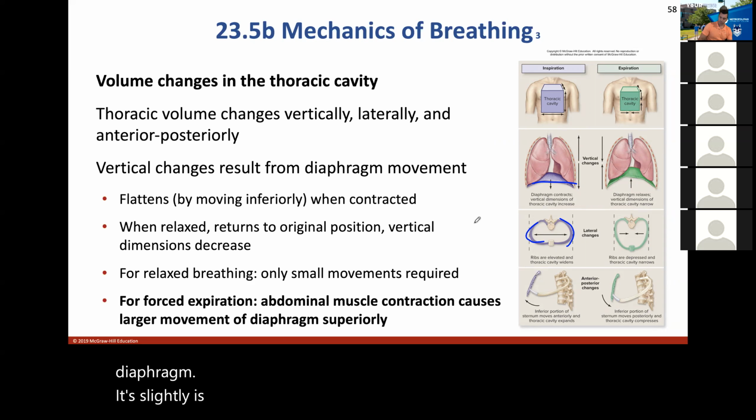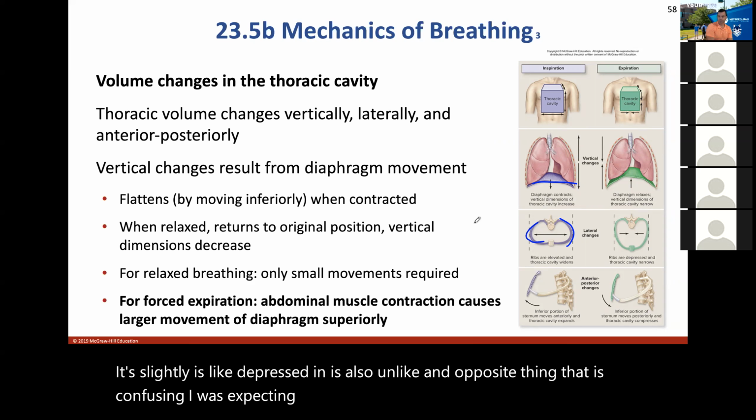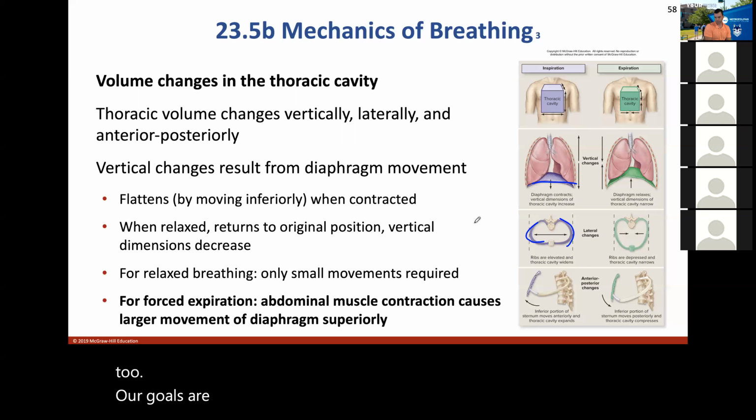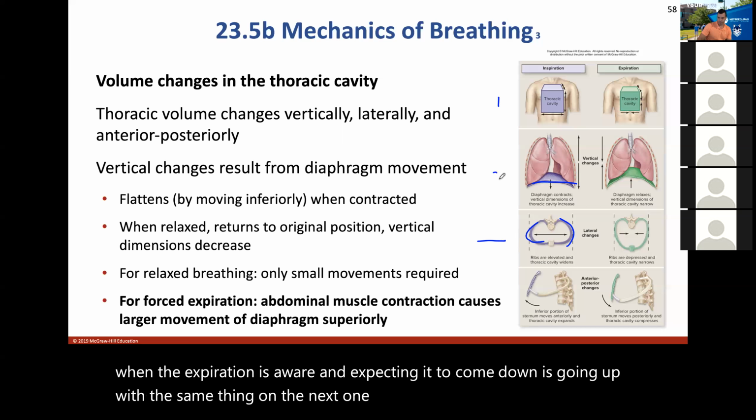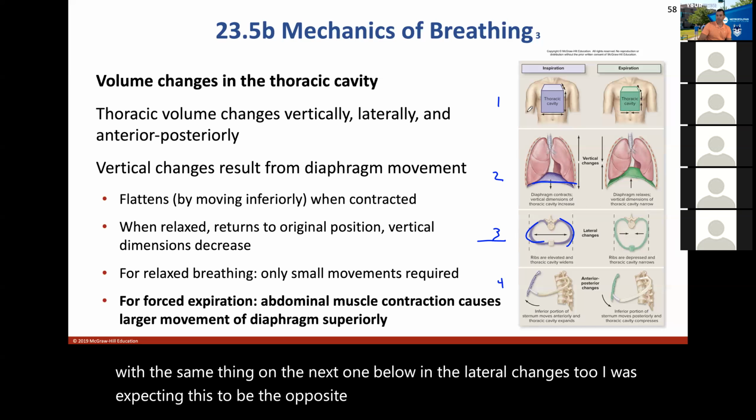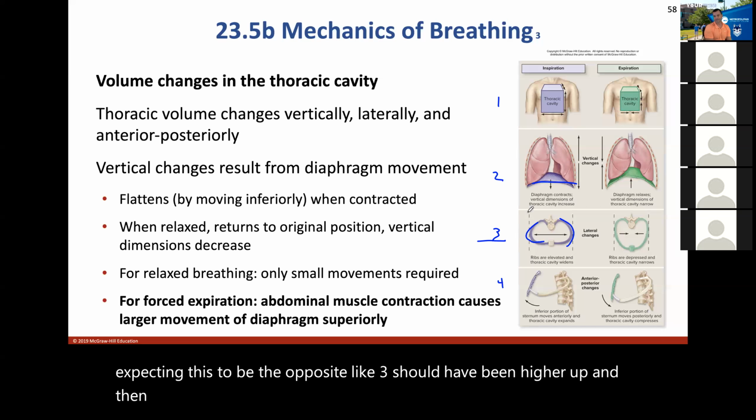It's also like an opposite thing here that is confusing. I was expecting that if this thing contracts, the diaphragm here too goes up, but I'm seeing the inverse on the other side when it exhales. When the expiration is there, when I'm expecting it to come down, it's going up. And the same thing on the next one below it, the lateral changes too. I was expecting these two to be the opposite, like number 3 should have been higher up, and the opposite should have been lower. So these two now is actually what is not very clear to me.